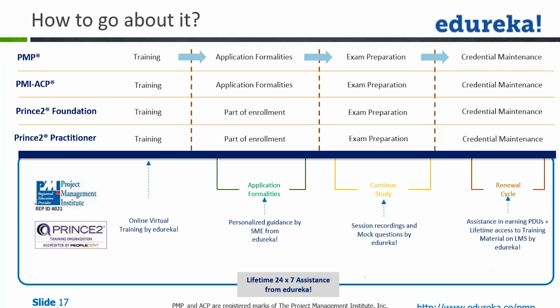So once you complete the training, we will provide you a voucher which you can use to take the examination online from anywhere in the world. And as I told you, for foundation you don't need any renewal, but for practitioner you need to take a short examination every 3 to 5 years.